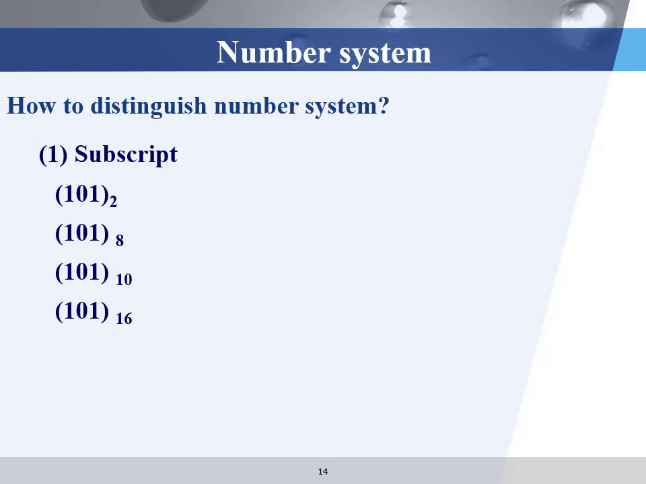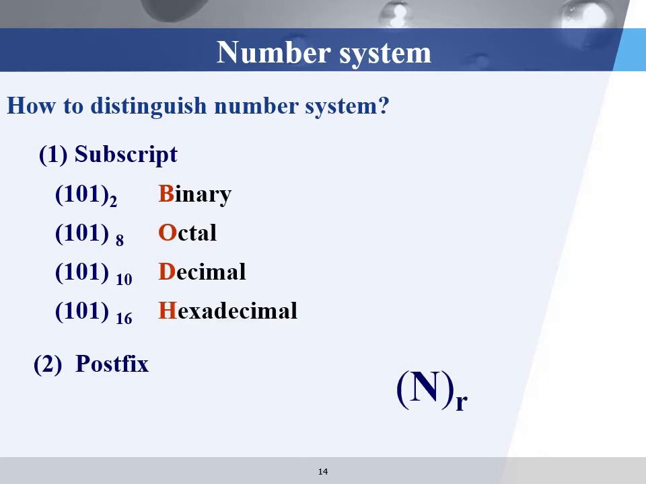So if it's a binary, we put a subscript 2 here. If it's an octal, we put an 8 here. If it's a decimal, we put a 10 here. If it's a hexadecimal, we put a 16 here. We can also use a postfix to represent the numbers in different number systems.